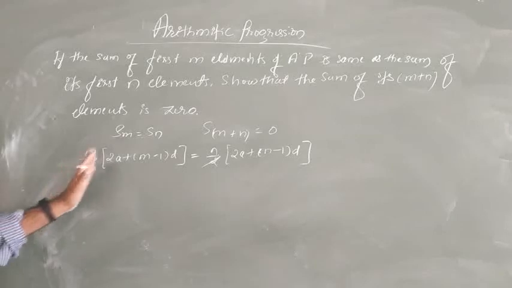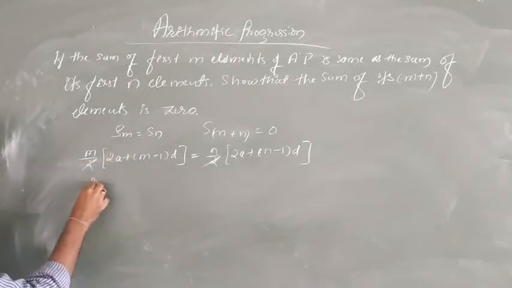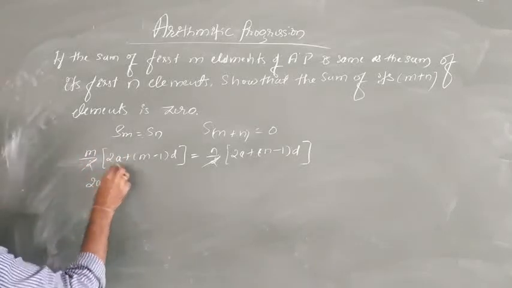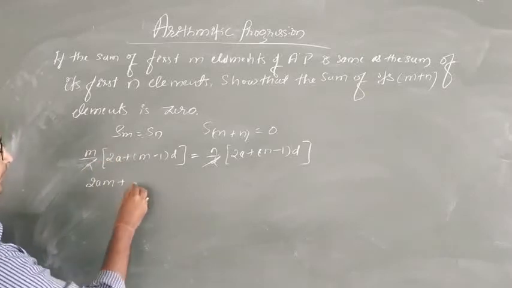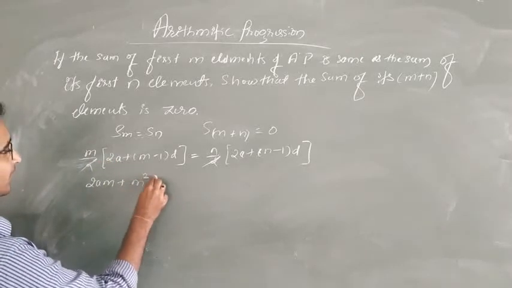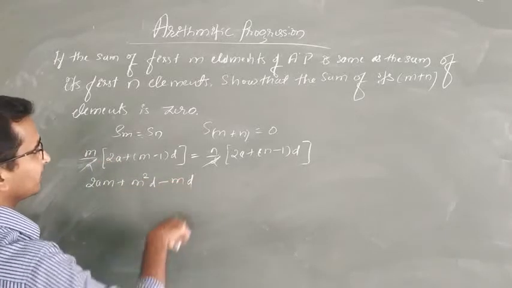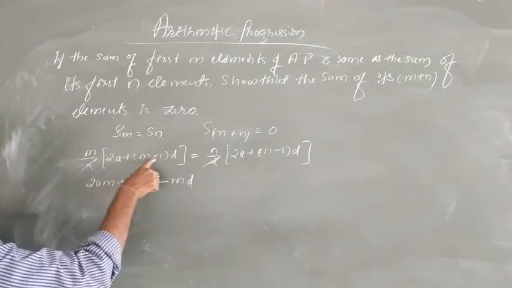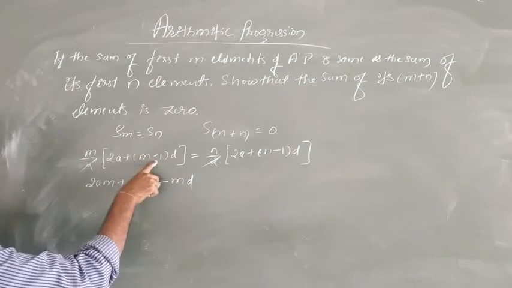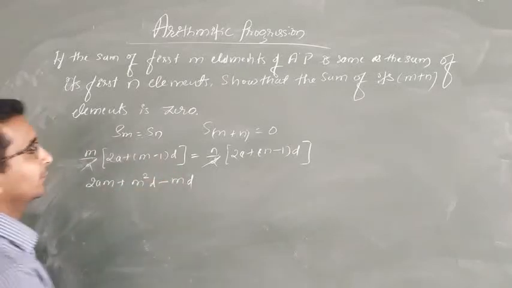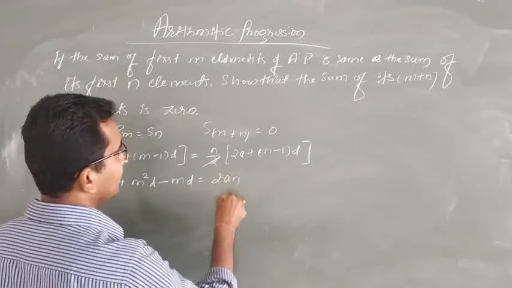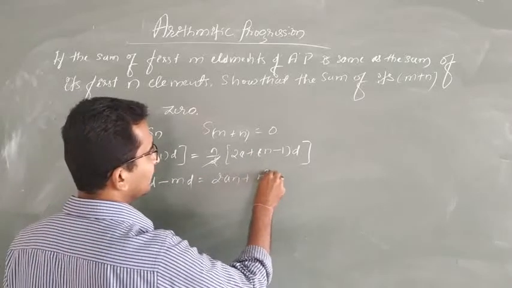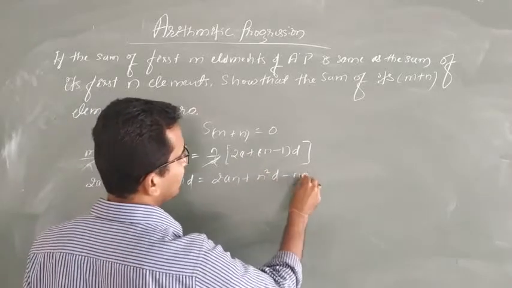Then I multiply this m inside the bracket, that is 2am plus m square d minus md. I multiply this m totally inside the bracket, that is m into m square d, that is m square d, and m into minus 1 into d, that is minus md. This is 2an, and this is n square d minus nd.